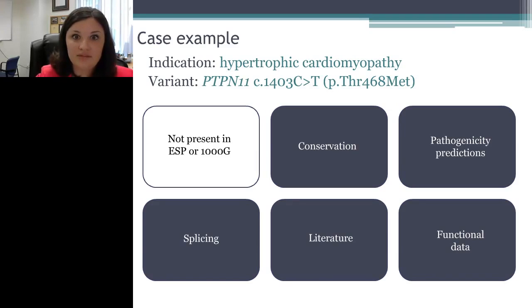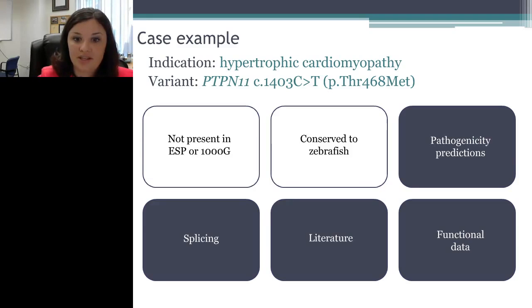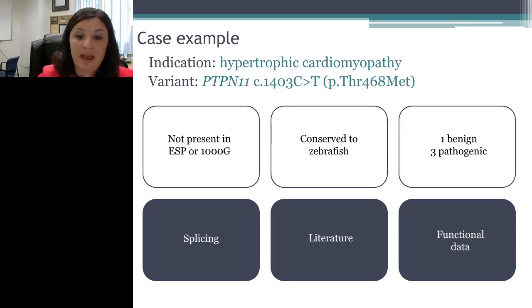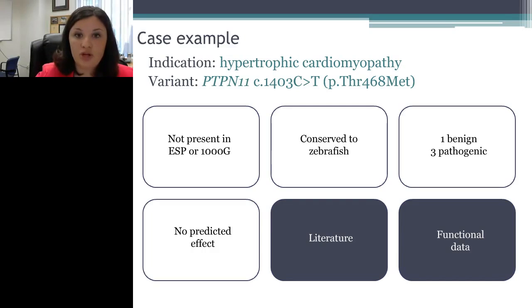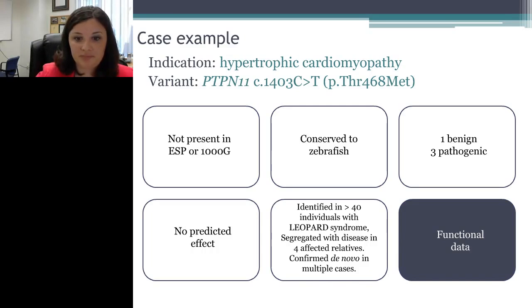So the first is population frequency, and we noticed that this variant was not present in the exome sequencing project database or in 1,000 genomes. This variant was pretty well conserved down to zebrafish. In terms of the pathogenicity prediction programs, this variant was called benign by 1 prediction program and pathogenic by 3 prediction programs. There was no predicted effect on splicing. And this is really the evidence that we're looking for.